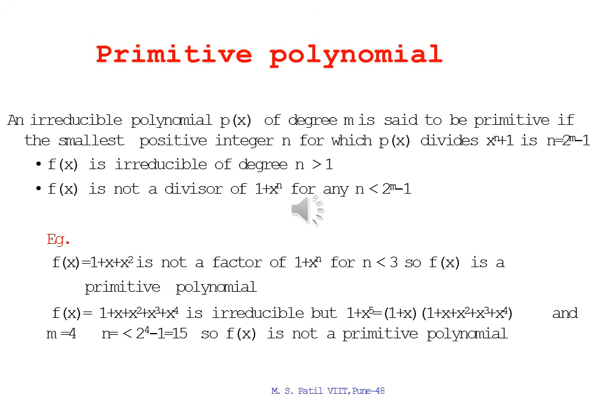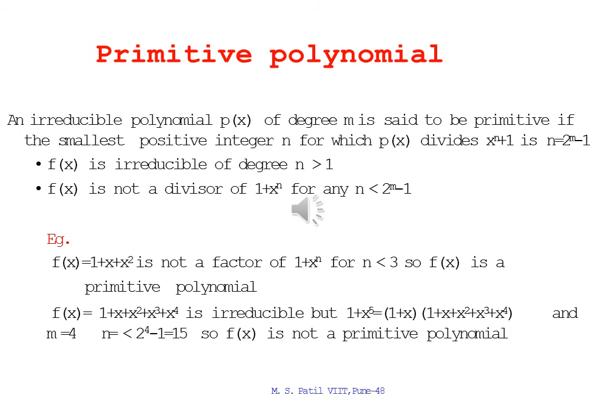So here are the two conditions. An irreducible polynomial p of x of degree m is said to be primitive if the smallest positive integer n for which p of x divides x raised to n plus 1 is n equal to 2 raised to m minus 1.